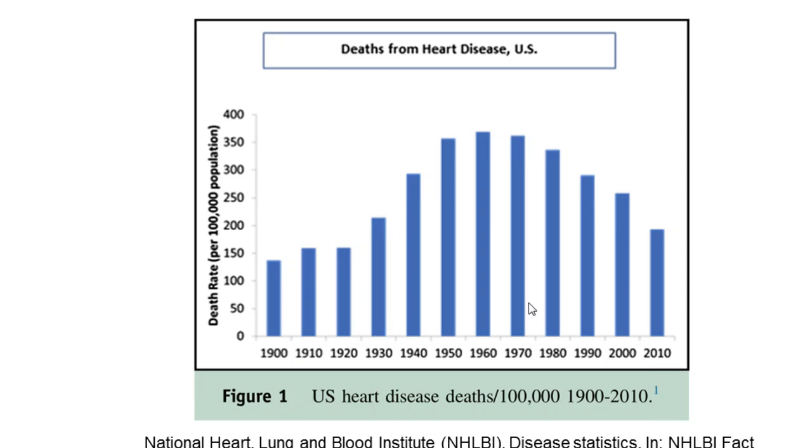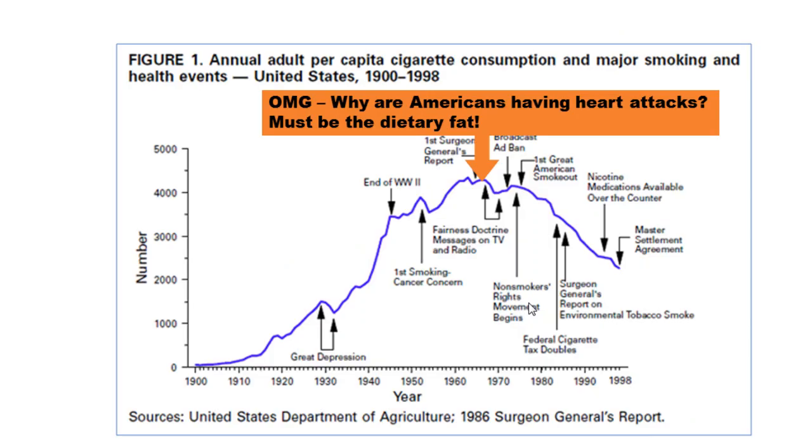Deaths from heart disease really go up from about, say, 100 and less than 150 to almost 400. So a huge epidemic in heart disease, and everybody's scratching their heads and saying, why are we getting so much heart disease in the 50s and 60s? President Eisenhower had a heart attack. It was a huge, huge problem.